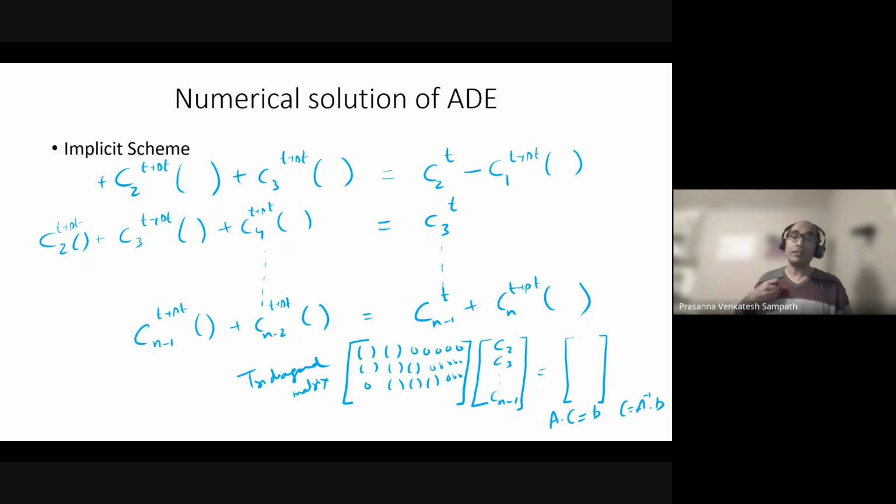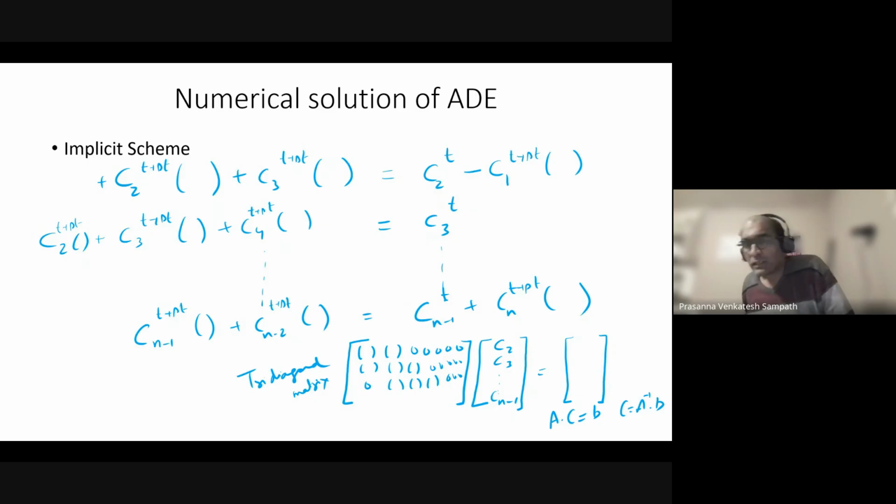I want to know the concentrations C2, C3, C4 up to Cn minus 1. So how to do it? Just take this tri-diagonal matrix, take its inverse and multiply it by the right-hand side vector, and you will get the concentrations in all the cells into which you have broken up your domain. Basically, the first step is you take your domain and break it up into small boxes of equal size, of constant delta x, and then you set up the equations to solve it.